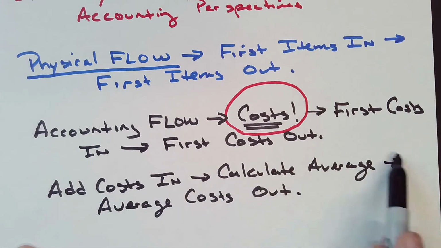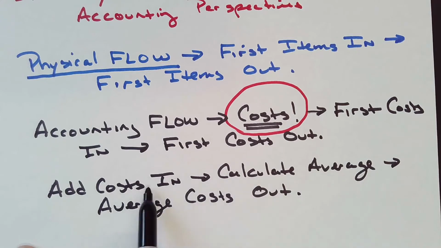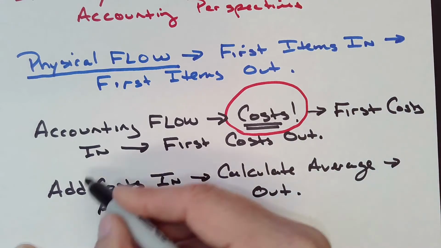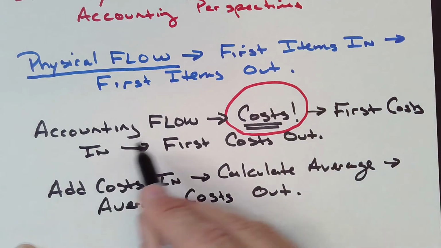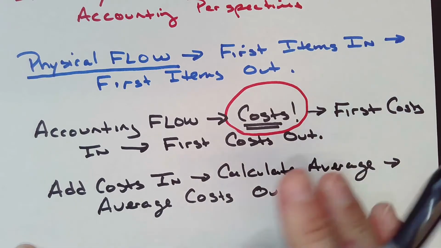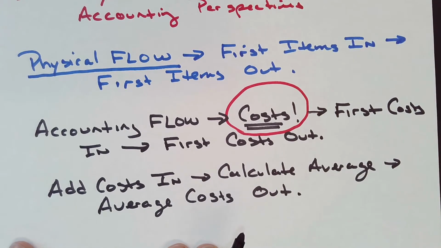Bring some units in, got the same units. Going to calculate a new average of the costs, because maybe these costs that just got added in were more or less than the costs that were already in the average. We're going to calculate the average, and then we're going to take out the average costs. And that cycle repeats itself. I keep adding new costs in, I calculate a new average. How frequently I calculate that average depends on how you want to run your business.